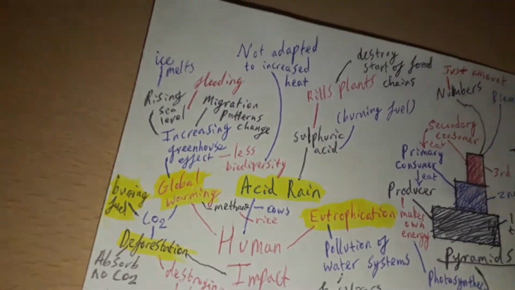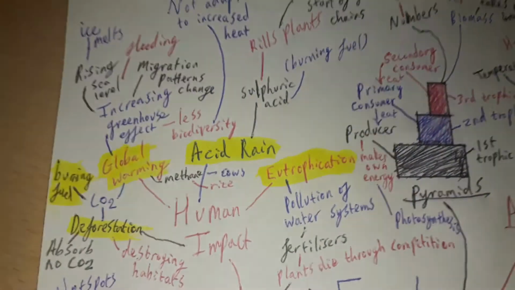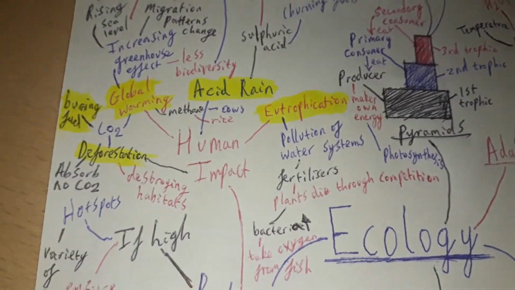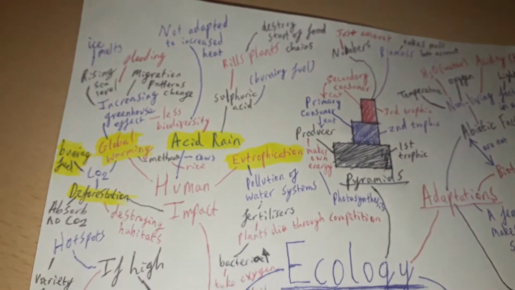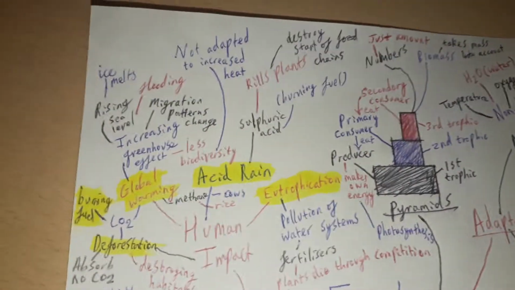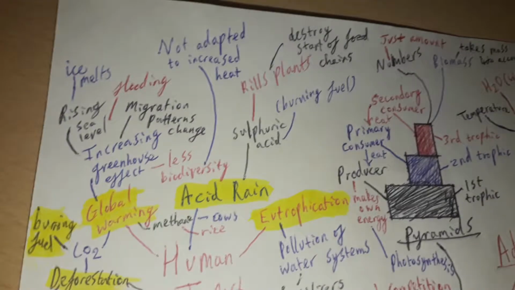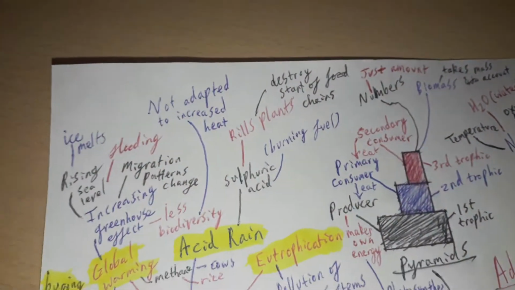Global warming, one important thing about global warming is the increasing change of the greenhouse effect. So the greenhouse effect is basically a layer that stores all the heat in our planet, and basically it's getting stronger, meaning there's even more stuff in there because it's like a layer of gases. So it causes less biodiversity because a lot of animals aren't adapted to the increased heat.